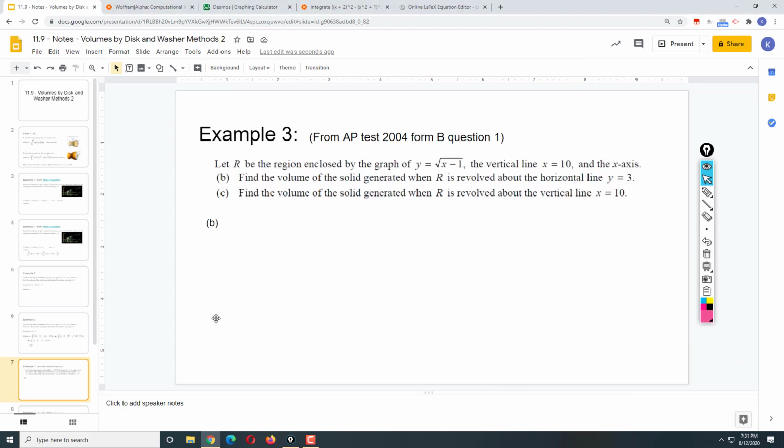Example 3. This is from AP Test 2004, Form B, Question 1. Let R be the region enclosed by the graph of y equals square root of x minus 1, the vertical line x equals 10, and the x-axis. B. Find the volume of the solid generated when R is revolved about the horizontal line y equals 3.